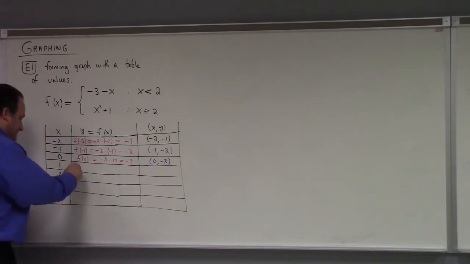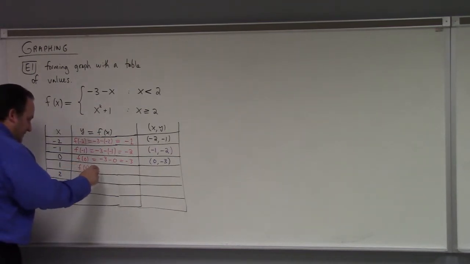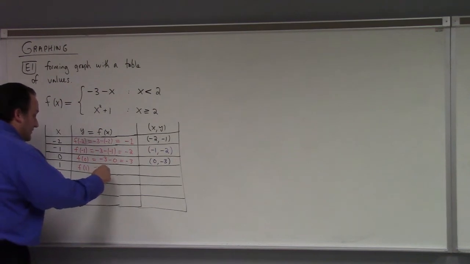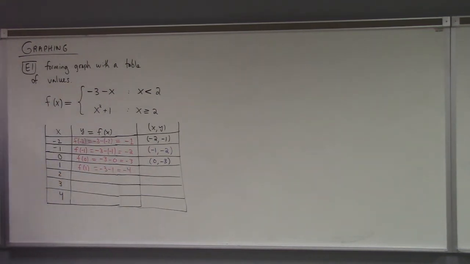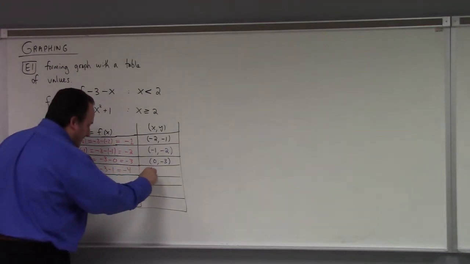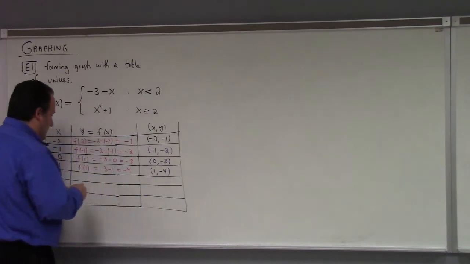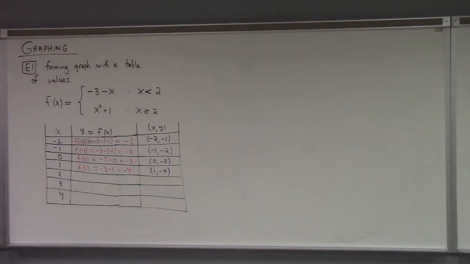F of 1. I'm still in the first case. This is kind of boring in that regard. I get -3 minus 1, which is, of course, -4. The point on the graph that it's going to give me is 1, comma -4. Isn't it -2 because it's... Oh, never mind. It's okay.